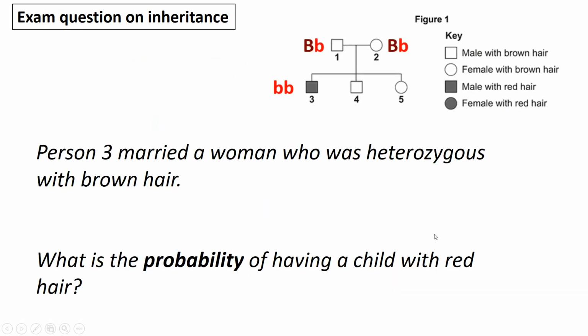And once you know that, they might ask a follow-up question like this one. It says, person 3 married a woman who was heterozygous with brown hair. So that gives you 2 bits of information there. And it asks you what is the probability of having a child with red hair. Because it says heterozygous, you straight away need to think, well, they're different alleles, but they've got brown hair, so it's got to be 1 big B and 1 little b. And then it asks you, what is the probability of having a child with red hair?